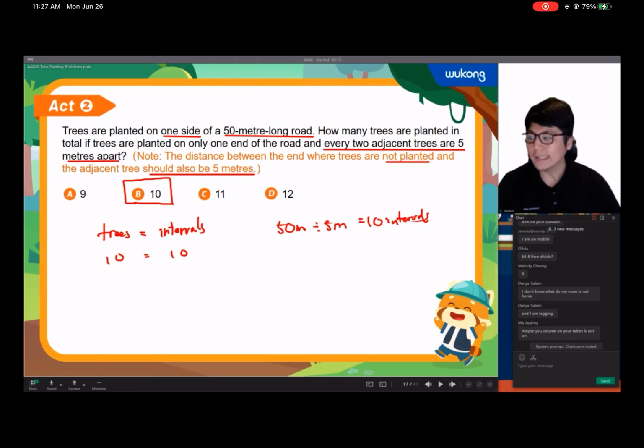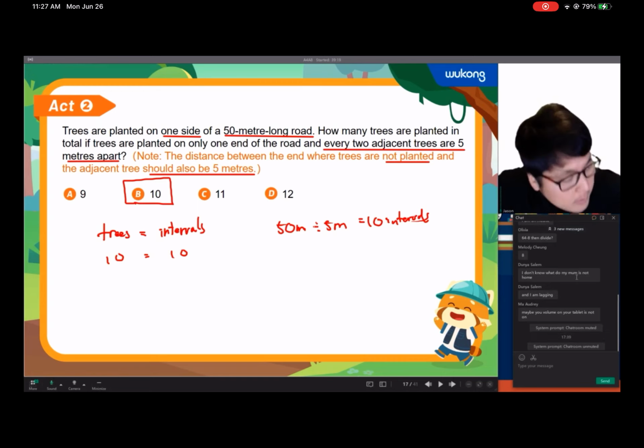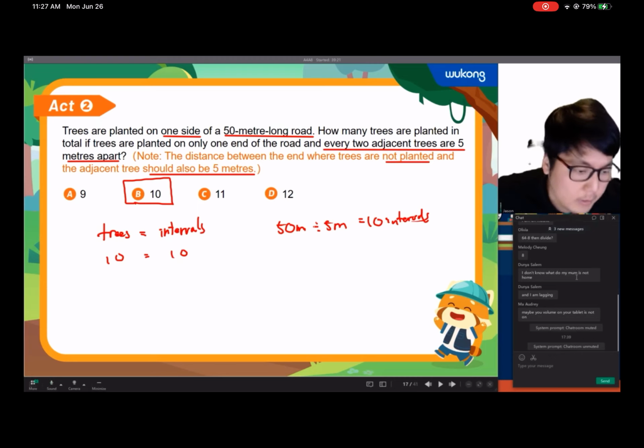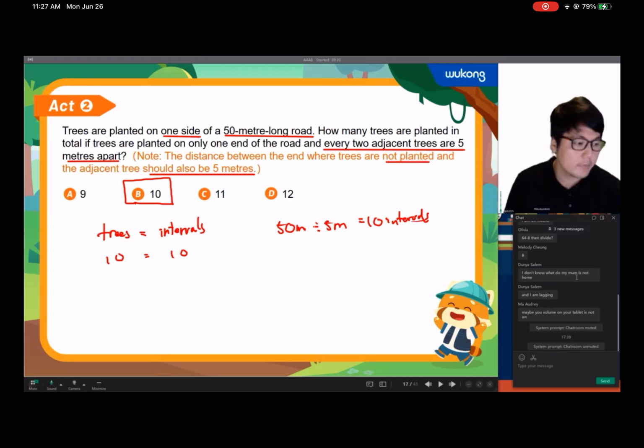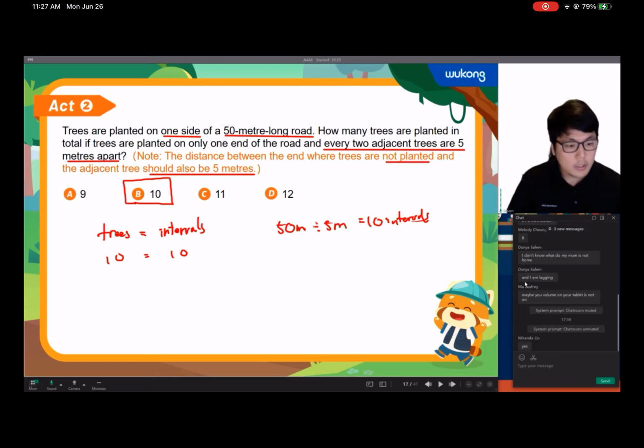Good job, Melody. So guys, do you see how even though this question is very easy, you need to check everything from the question. Do you have everything it says that you need?